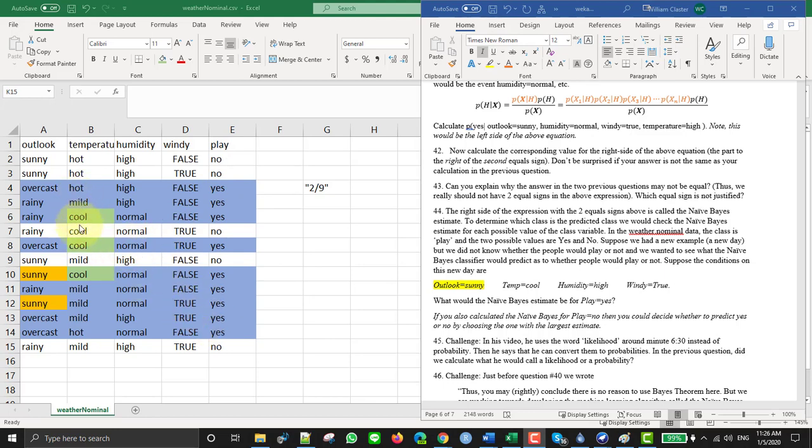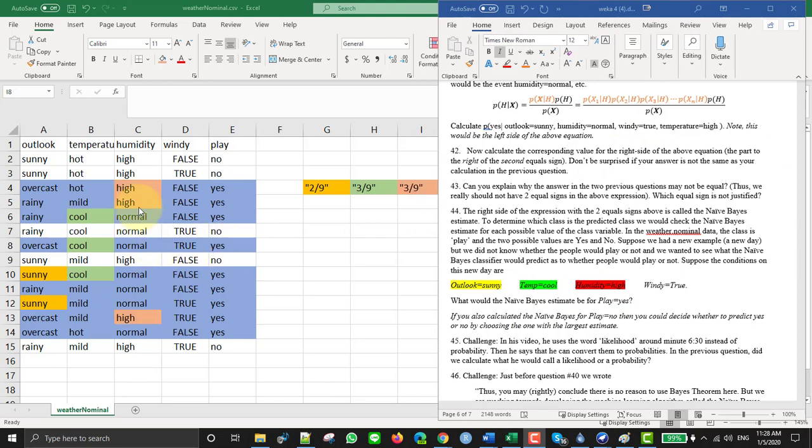I think it's just these. So that would be 3 out of 9. Okay, and we can color code them like this. Then we have to do the next one, which is humidity equals high. Okay, and I think there's 3 here.